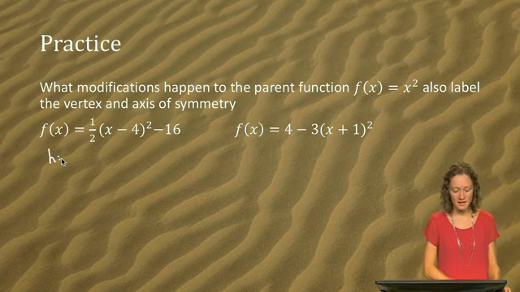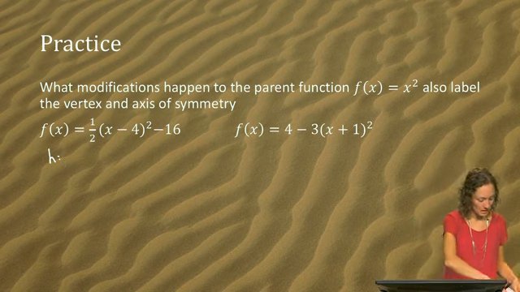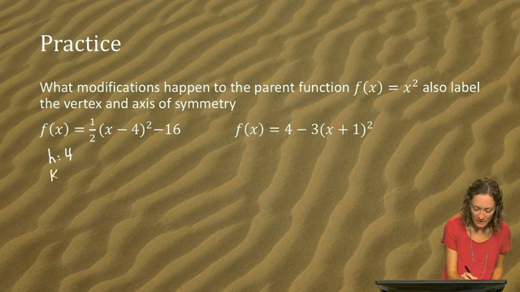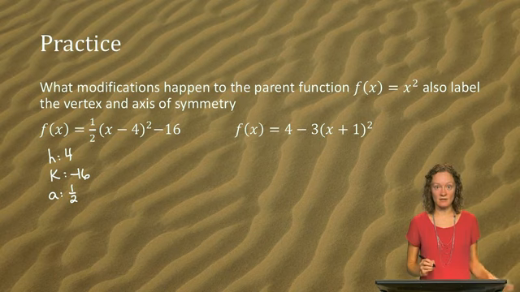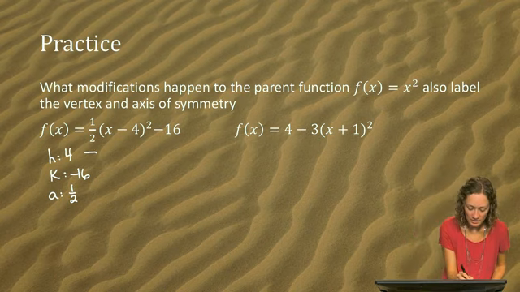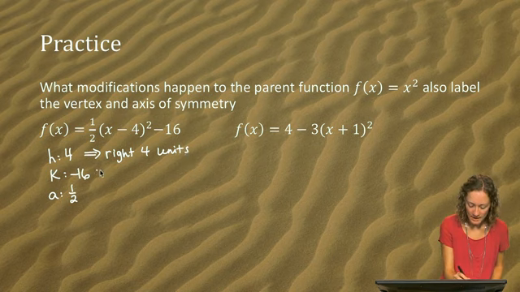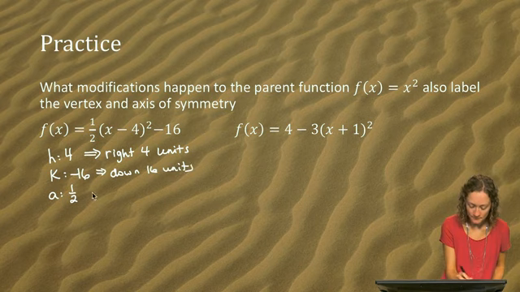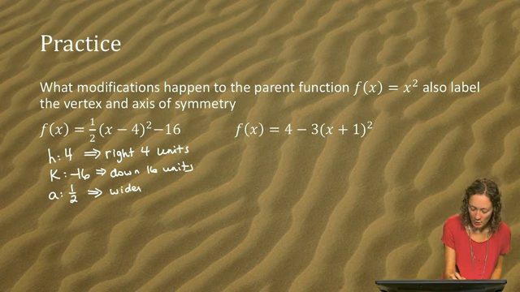Our H value in this case, it says x minus 4, so what does that make our H value? Makes it a positive 4. Our K value is -16, and our A value is 1/2. These are all different from the standard A, H, and K value, so let's list what these cause. The H value of 4 causes the graph to move to the right 4 units. K, -16 causes it to move down 16 units. And the A value of 1/2 causes the graph to be wider.